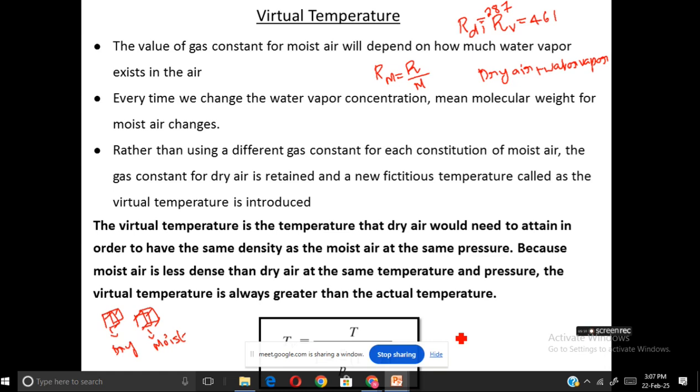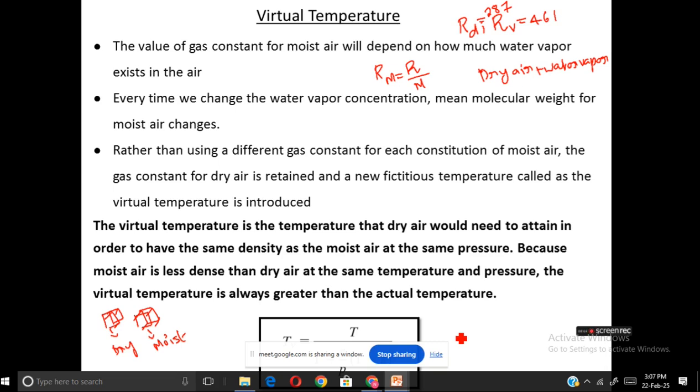We said that when we consider dry air and moist air, the dry air will have higher density compared to that of the moist air. So if we want to make the density of both the same, we will have to increase the temperature of the dry air. The temperature to which the dry air should be raised to attain the same density as the moist air is known as the virtual temperature. We also discussed that the virtual temperature is greater than the actual temperature.